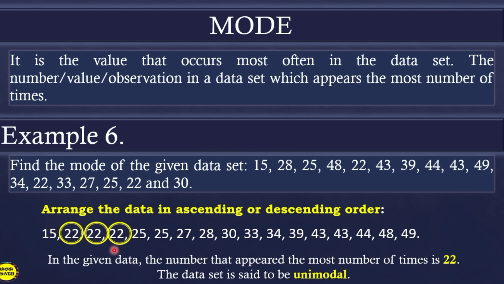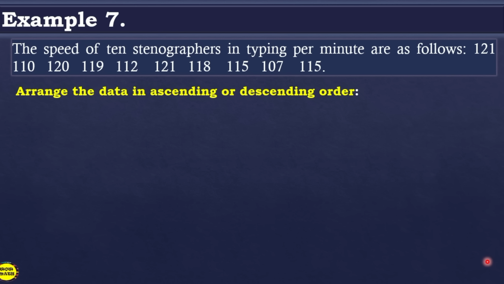That is 22. So, kung ano yung pinakamarami class, yan yung mode natin. So, in the given data, the number that appeared the most number of times is 22. So, therefore, yung mode natin dito is 22. And then, the data set is said to be unimodal. So, kung isa lang yung mode nating class, ang tawag dyan, unimodal. Okay? Next. The speed of 10 stenographers in typing per minute are as follows. So 121, 110, 120, 119, 112, 121, 118, 115, 107, and 115.